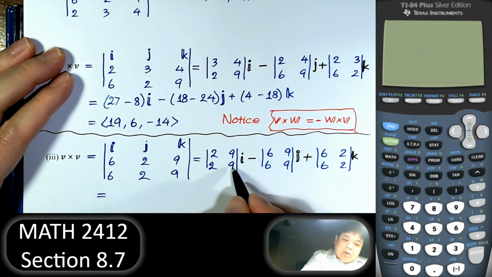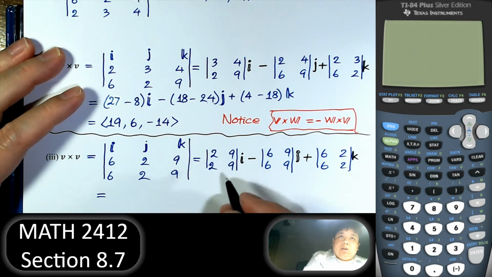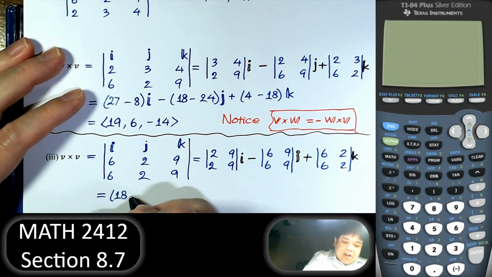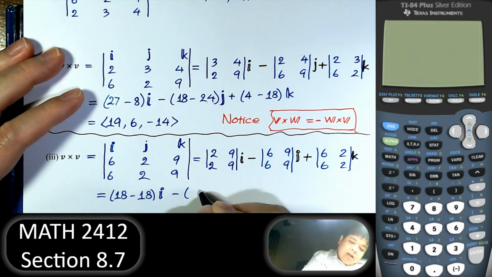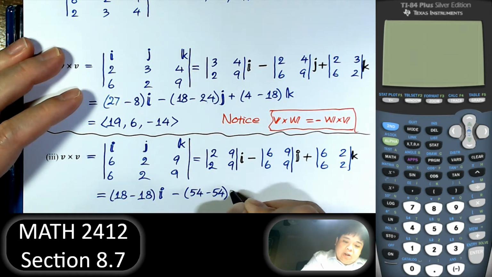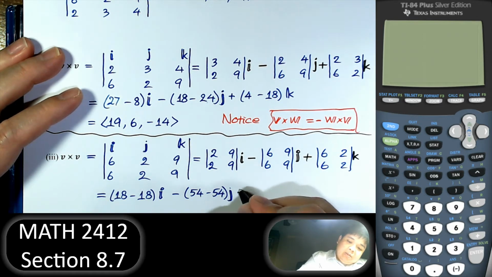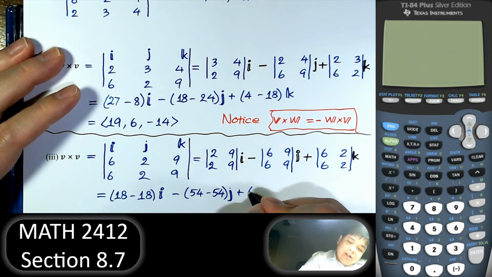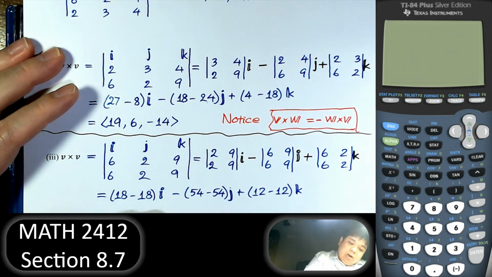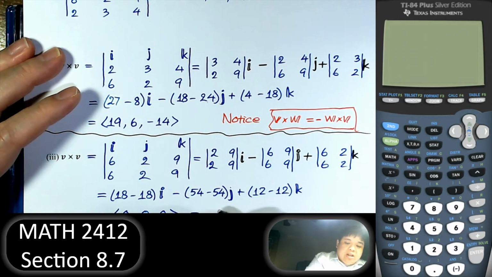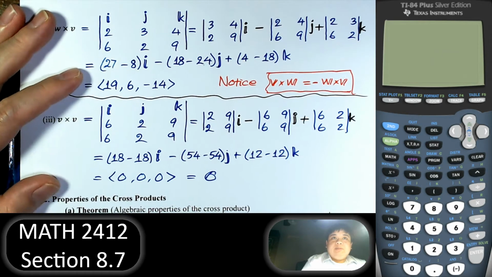Now you have 2 times 9 minus 2 times 9, so 18 minus 18 in the I direction, minus 6 times 9, 54 minus 54 in the J direction, and then plus 6 times 2 is 12 minus 12 in the K direction. So pretty much we have the vector of 0, 0, and 0. Or we say this is a 0 vector.